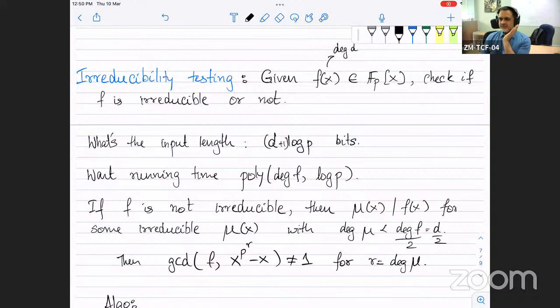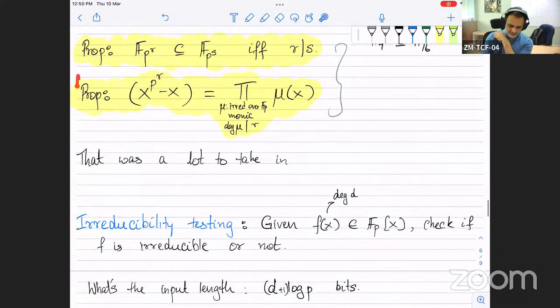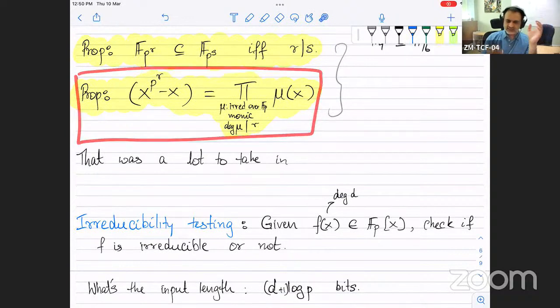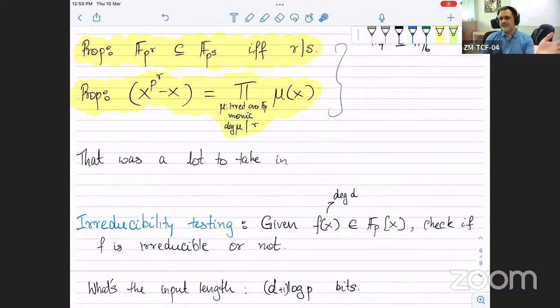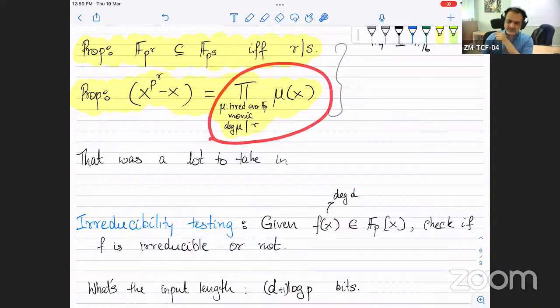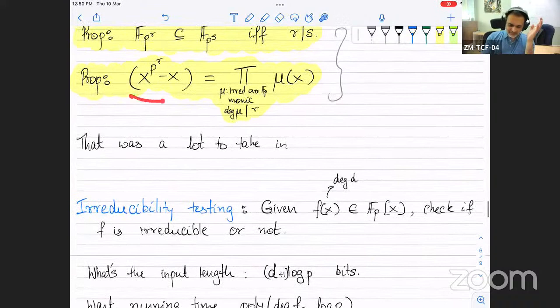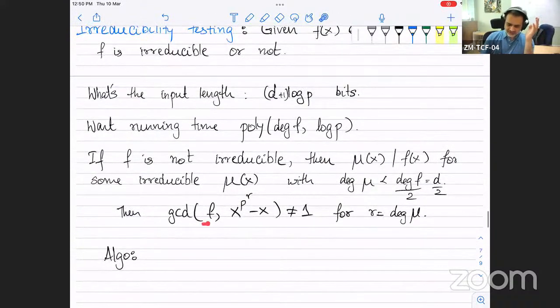Is this okay? Because when we expand x power p power r minus x, what will we end up getting? The takeaway from this big bunch of stuff that we did earlier says that x power p power r minus x is a product of all irreducible polynomials whose degree divides r. In particular, this mu of x that happens to divide f must show up on the right hand side. So whatever that mu of x was, it divides this and it also divides f. So in particular, the GCD must be not equal to 1.